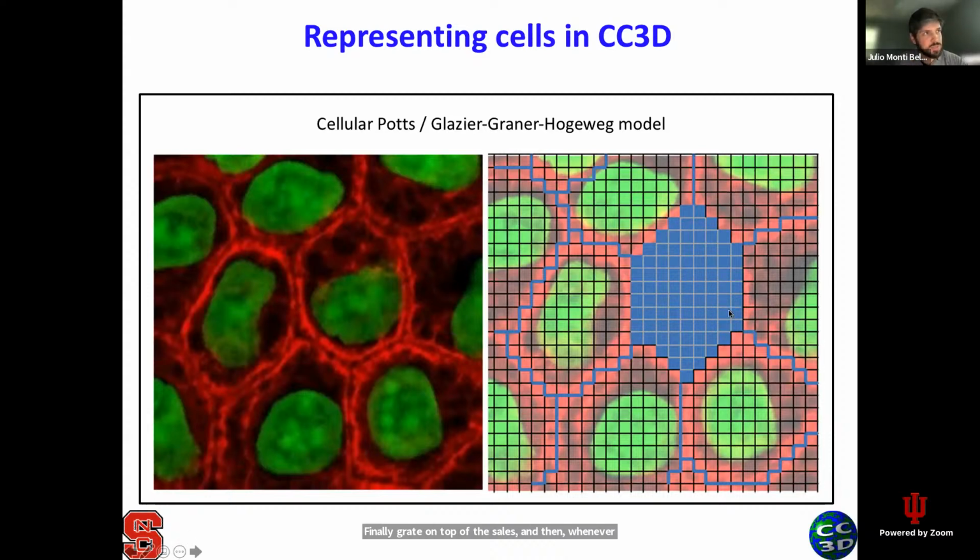is on it, we fill this grid with some kind of a number, and this allows a very precise representation of the cell shape and the boundaries between the cells.